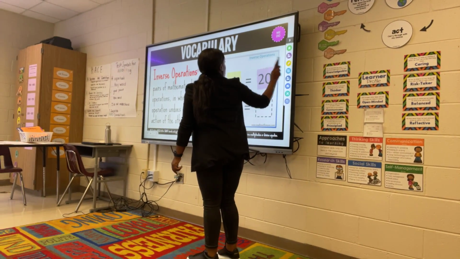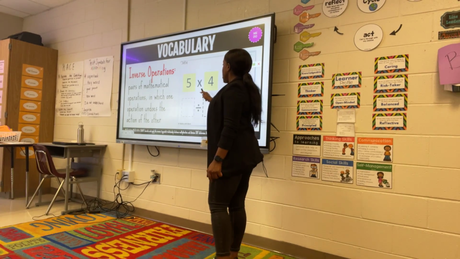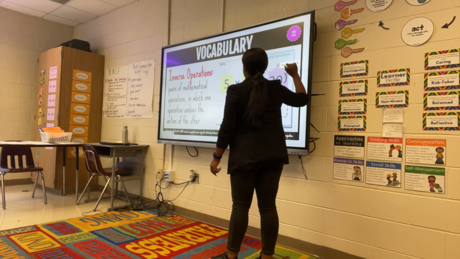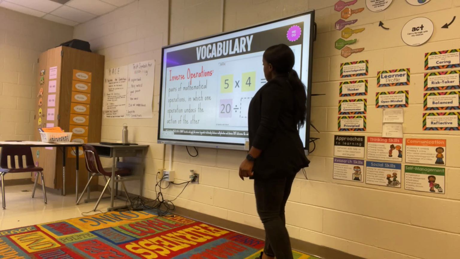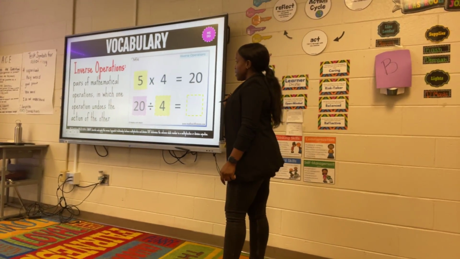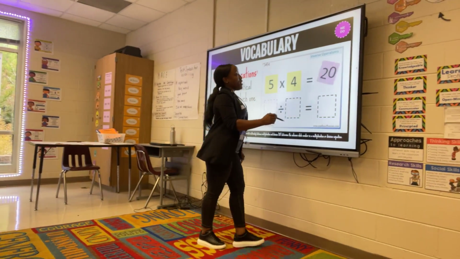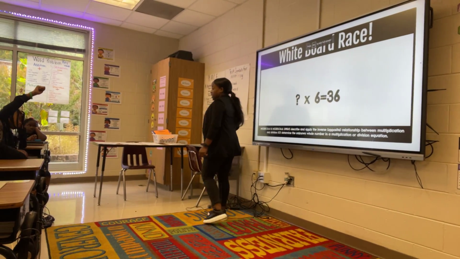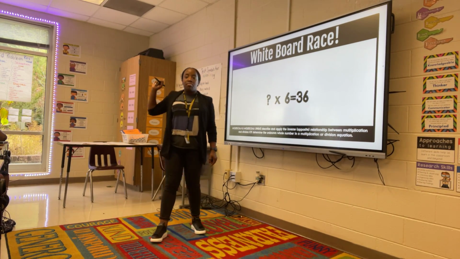So that is the inverse operation, okay? In order for us to find the answer for multiplication, we have to do what? Divide. That is the inverse operation. Let's watch and see how they did this. And that's going to give us what? 5. Good job. So now we are going to apply the inverse operation to some equations.